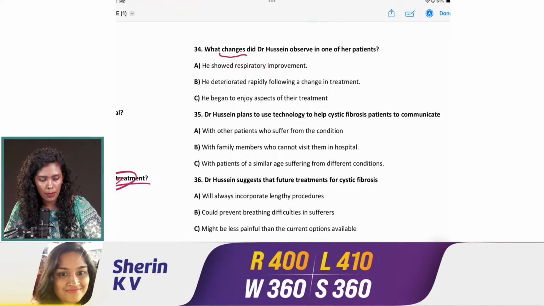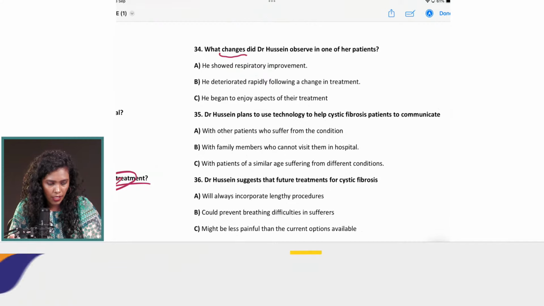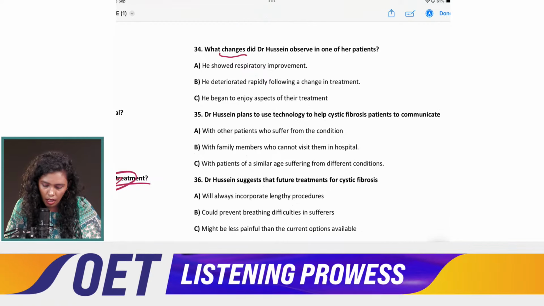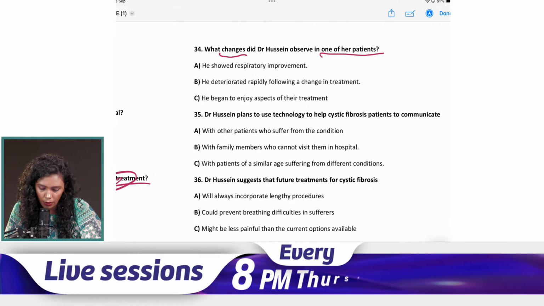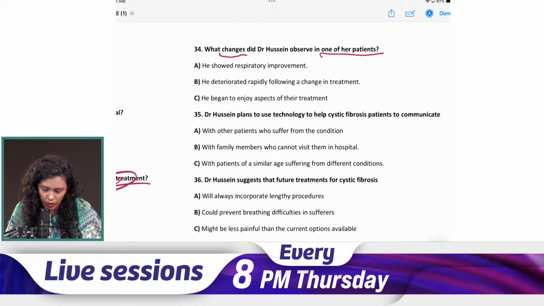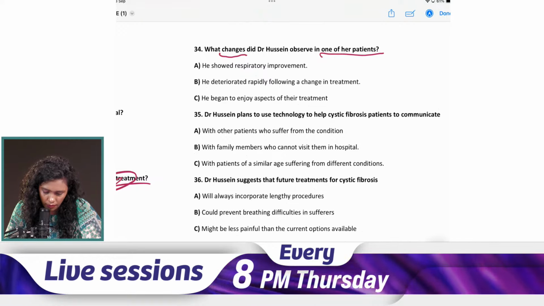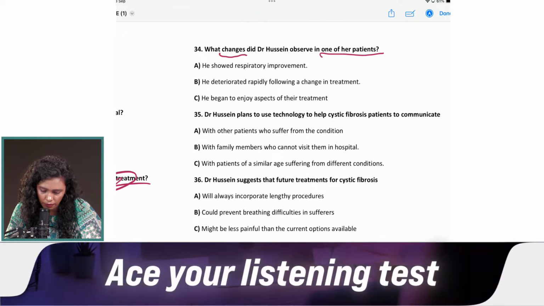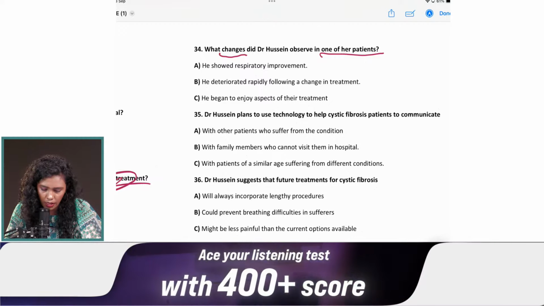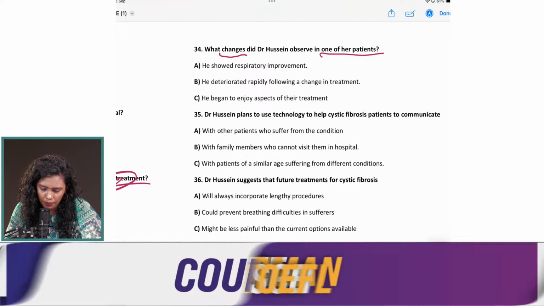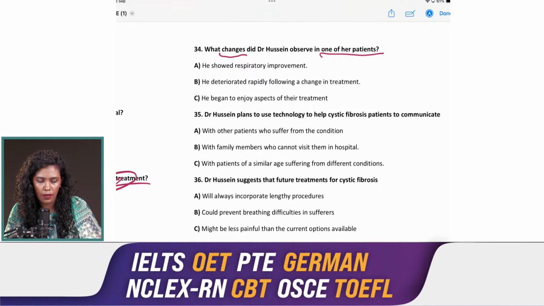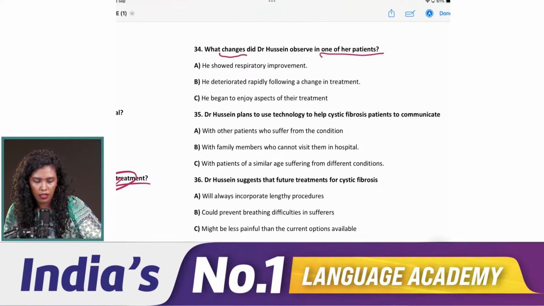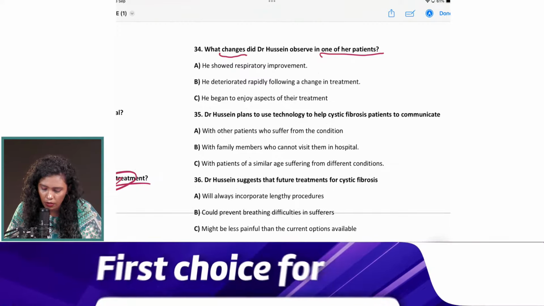Anything else apart from the same? Changes observed. Okay, Roshna. Yes, Abdullah. Changes. One of our patient. That is very important over here. So now tell me the type here. Which one? Which one is the type over here? Is it going to be a fact-based or attitude or opinion? Which one do you think? It's more like an opinion, right?